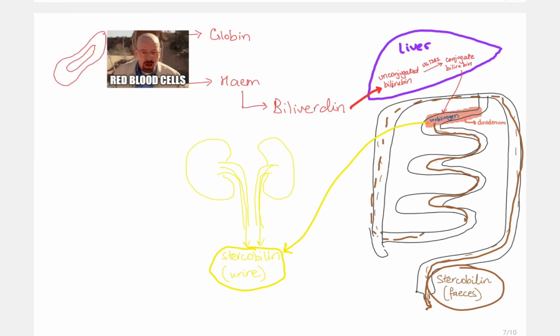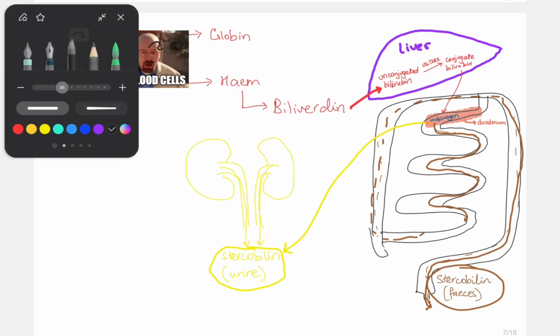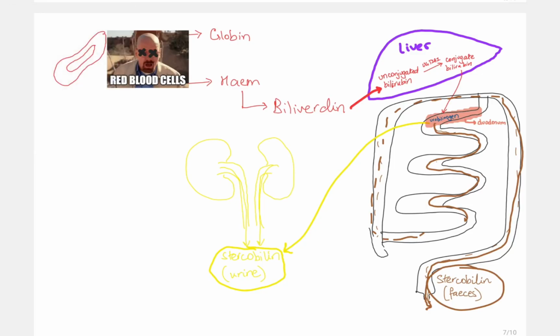So imagine we have a red blood cell and it dies. What ends up happening is the red blood cell is carrying what's called hemoglobin, which can be broken down into two parts, heme and globin. We don't really care about the globin part, it goes on to do its own thing. But what we do care about is the heme. The heme ends up getting converted into what's called biliverdin in the blood.